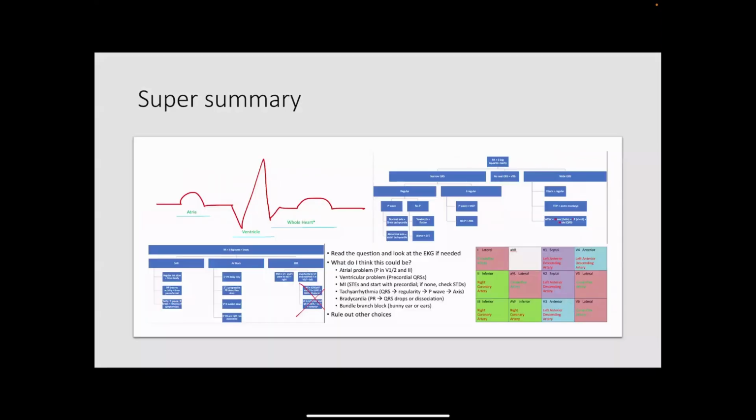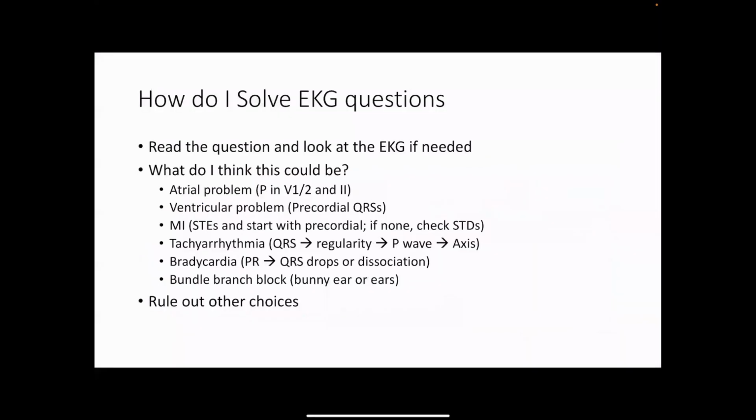This is a summary from Rafi's slides also of everything you need to know. Please know this by heart: the arterial supply and which are for which side. So this is a summary of everything we talked about. This is how you can approach an ECG question. And that's it. Do you have any questions?